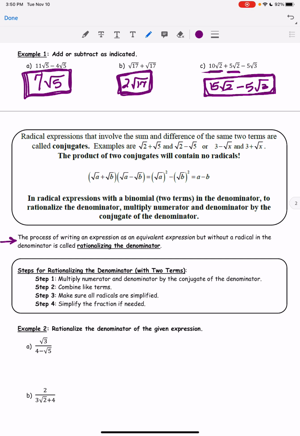Again, the process of writing an expression as an equivalent expression, they're the same, but without radicals in the denominator, is called rationalizing the denominator. Here are your steps with two terms, very similar to one term, but a little bit different. Step 1, multiply numerator and denominator by the conjugate of the denominator. Whatever that sign is, flip it. Step 2, combine like terms after you multiply. Step 3, make sure all radicals are simplified. Step 4, simplify the fraction if needed.